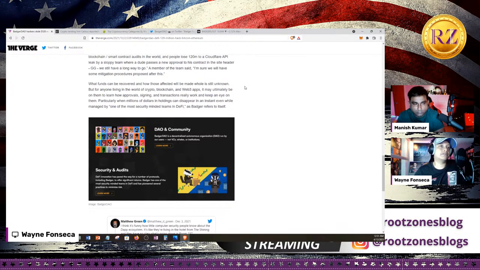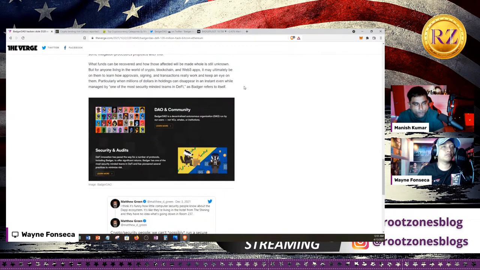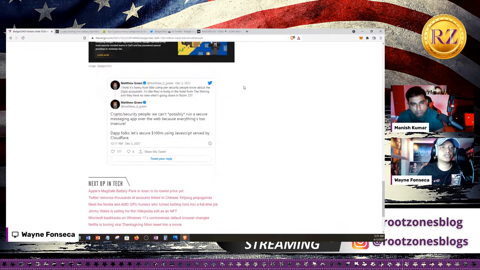But anyone living in the world of crypto, blockchain and Web3 apps may ultimately be one of them to learn how approval, signing, transaction really work. And keep an eye on them, particularly when millions of dollars in holdings can disappear in an instant, even while managed by one of the most security-minded teams in DeFi, as Badger refers to itself.